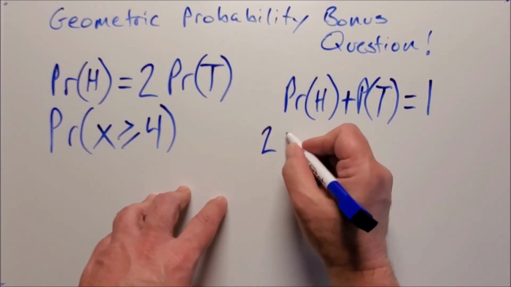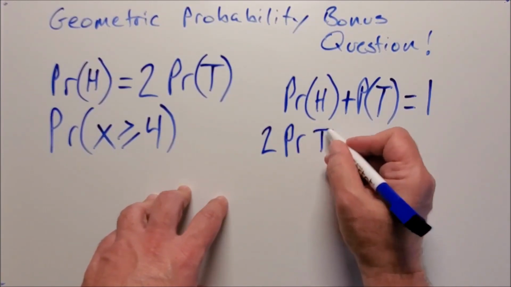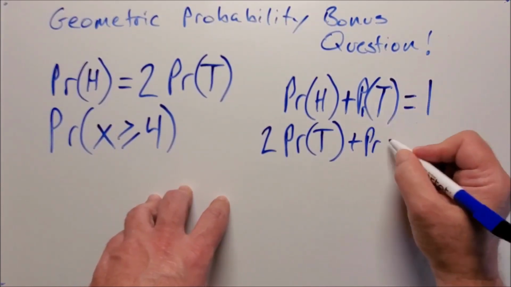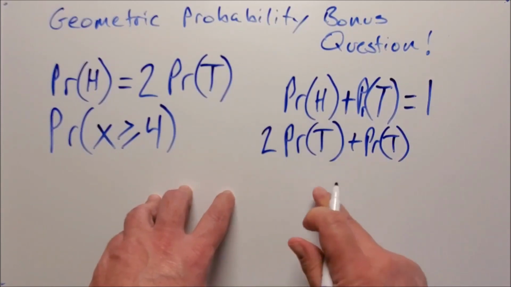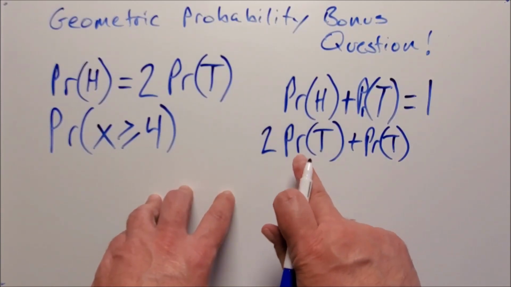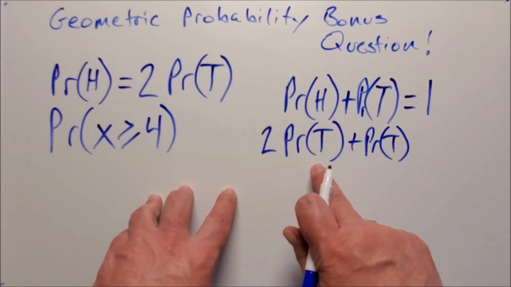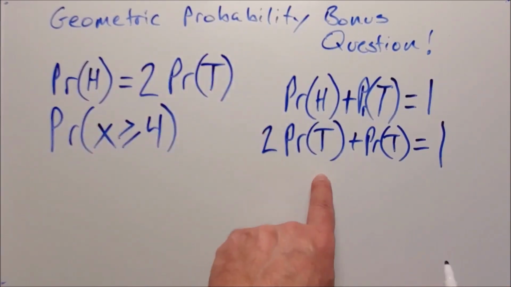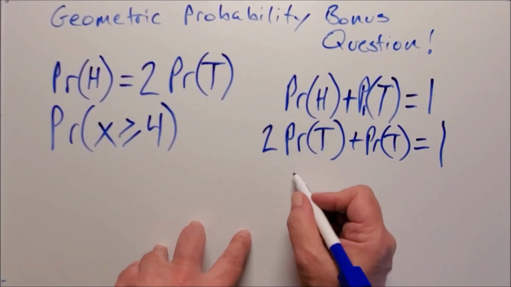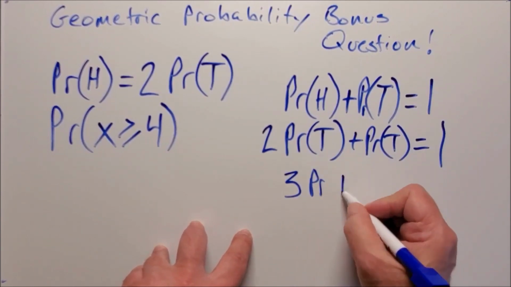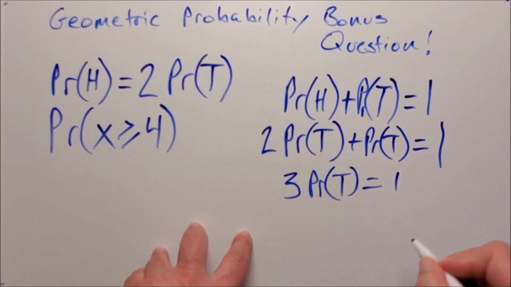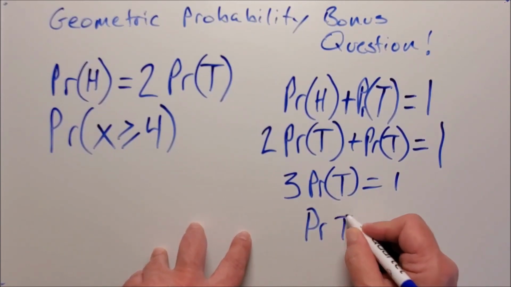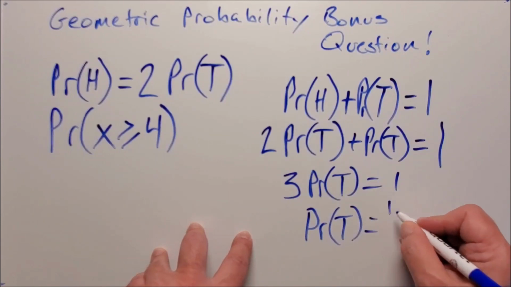So I'm just going to do a little algebra and plug that in. It's a little messy, but I think we can read it. The probability of heads being 2 times the probability of tails, plus the probability of tails, still has to equal 1. If this is true, then this must be true based on our premise. Well, that's 3 times the probability of tails. And if I divide both sides of this equation by 3, I have that the probability of tails must equal 1/3.